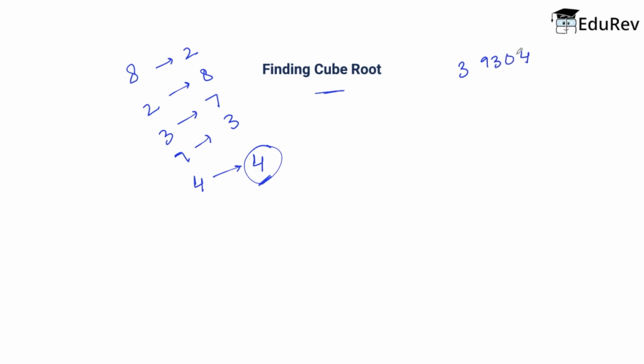39304. Now, the point is that the last digit is 4. So therefore, the unit digit is going to be what? 4. Now, we need to strike off the last 3 digits of the given number. And it came out to be what? 39. Now, we know that the cube that is nearer to 39 is what? 27. Correct? That is 3 cube is 27. Therefore, we have to write 3 at the tens place and 4 at the units place. So the answer is going to be what? 34.